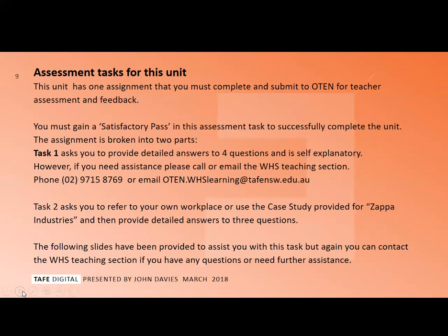So the assessment, Task 1, has 4 questions to answer. We've already reviewed the first 3, but in the 4th one, we're asked specific questions about either the Zappa policy statement or your organisation's policy statement. Make sure you clearly identify what you're using, and if it's the workplace that you've chosen, please attach that as Appendix A.